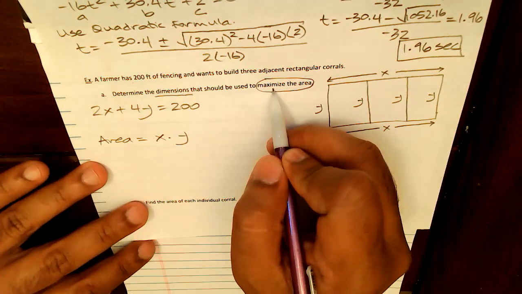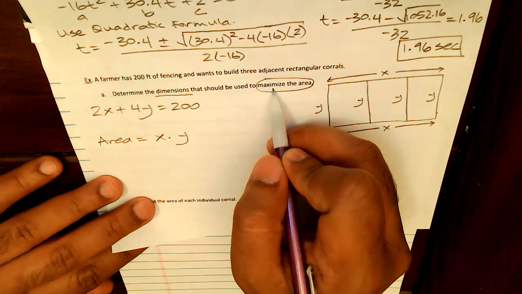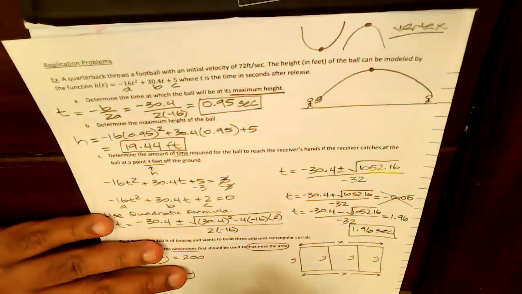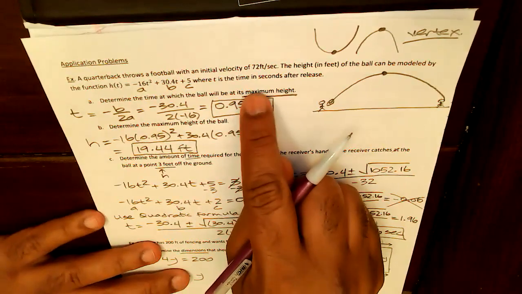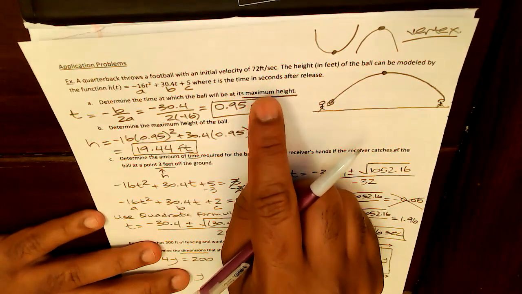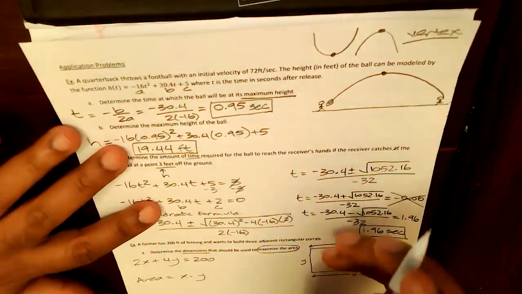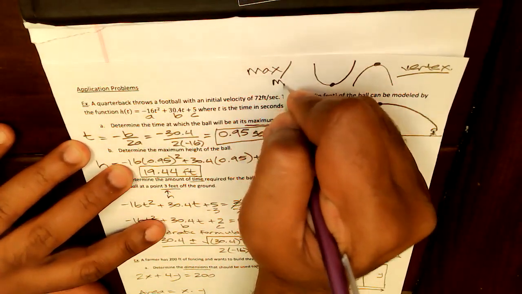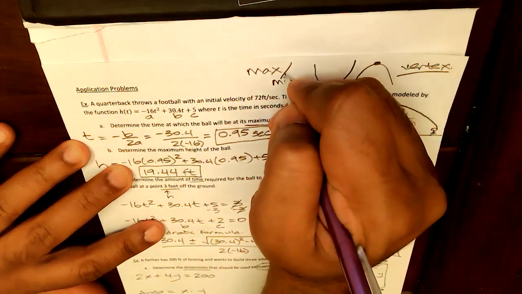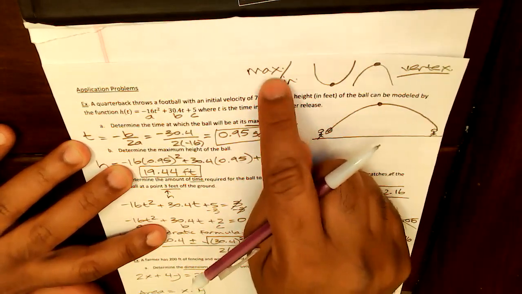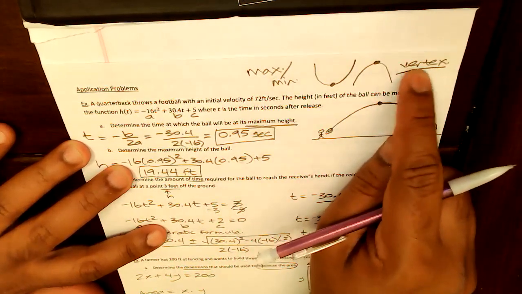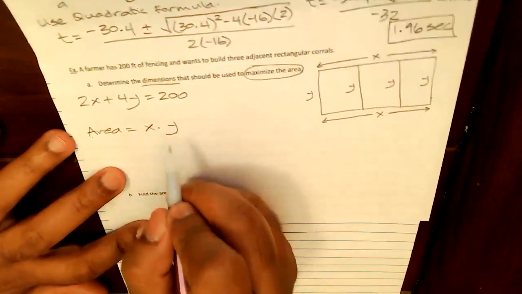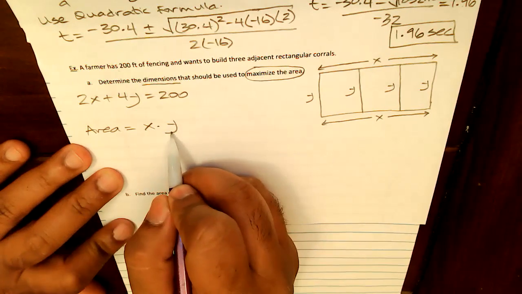I want to maximize the area. So to find the maximum, similar to how we found the maximum in the previous example, we had to use the vertex. Anytime we're finding the max or the min, that's referring to the vertex. So we want to find the vertex of this function xy.